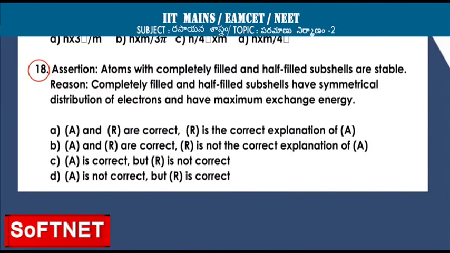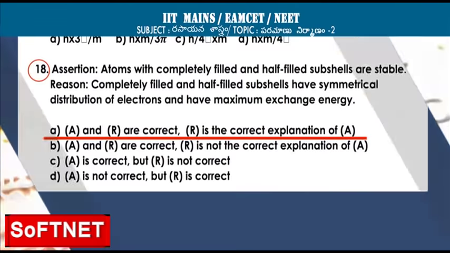18th question. Assertion and reason are given. Assertion: atoms with completely filled and half filled subshells are stable. Reason: completely filled and half filled subshells have symmetrical distribution of electrons and have maximum exchange energy. So, assertion is correct, reason is also correct, and the given reason is a correct explanation for the given assertion. Therefore, option A can be taken as the correct answer.